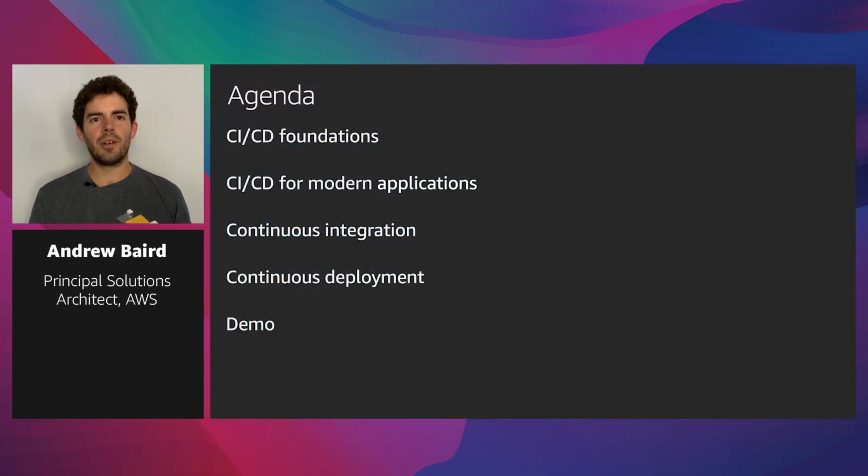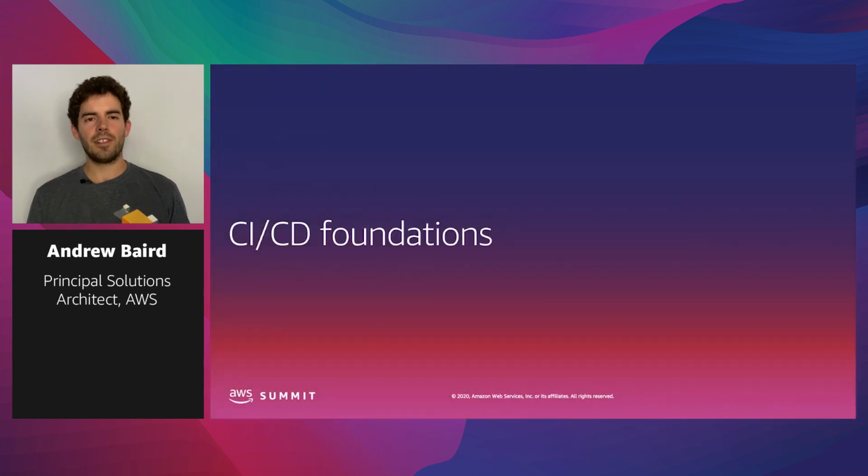So let's jump in. The agenda we're going to talk about today. First, I'm going to level set and talk about some common nomenclature, make sure we're on the same page about the way we define and talk about continuous integration, continuous delivery or deployment. We're going to talk about how those concepts apply to modern applications. Then I'm going to break apart the sections of CI and CD and talk about some specific services and capabilities that AWS offers to really enable best practices in each of those areas of the deployment lifecycle. And then I'm going to wrap up with a quick demo. All right, so let's jump in.